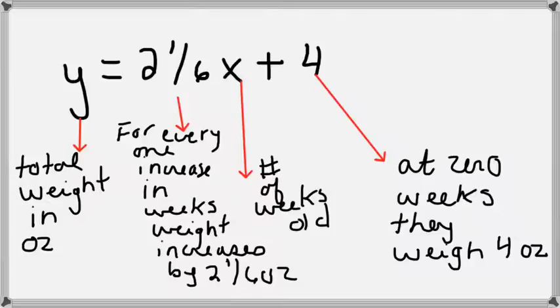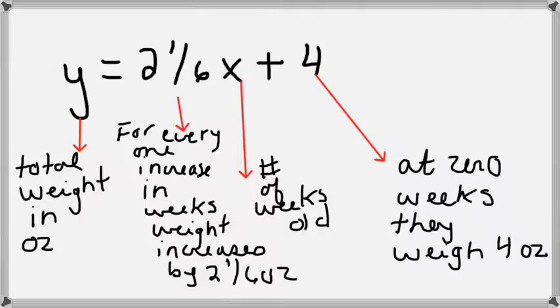And then the x is the number of weeks, and the 4 represents the y-intercept. And the special thing to remember about that is it's always going to start with the words at 0, and in this case it's at 0 weeks. They weigh 4 ounces.